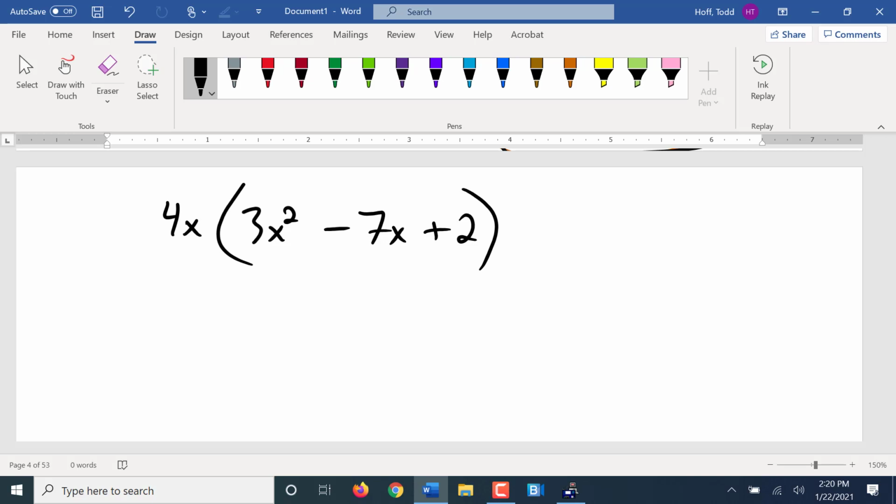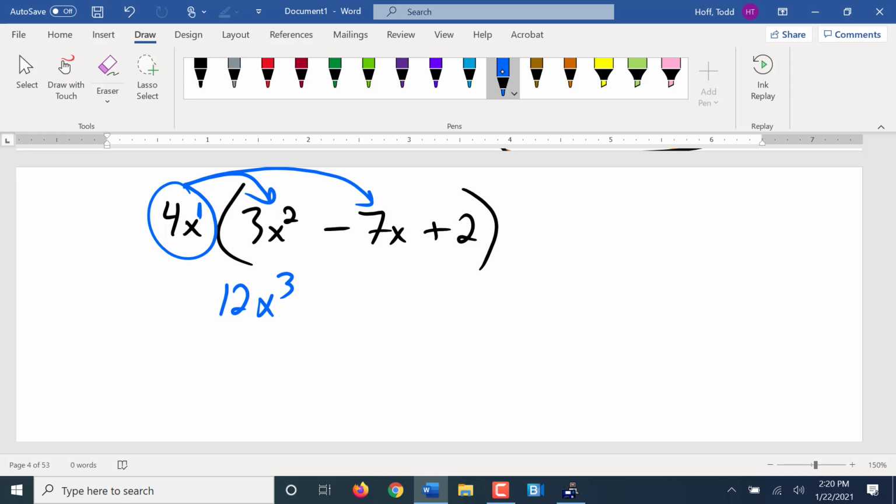So let's take a peek here, see how you did. So we do the 4x times 3x squared gives us what? 12x to the third, good. This is x to the 1, so 1 plus 2 makes 3. 4x times, remember this is a negative 7x, gives us negative 28x squared, good. And 4x times 2, 8x. It's positive, so plus 8x. Any questions on that?